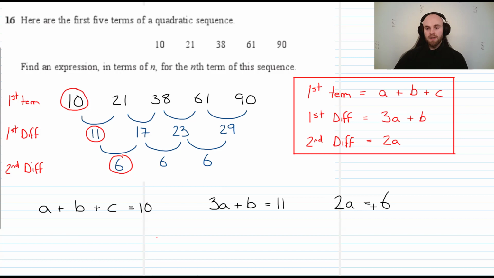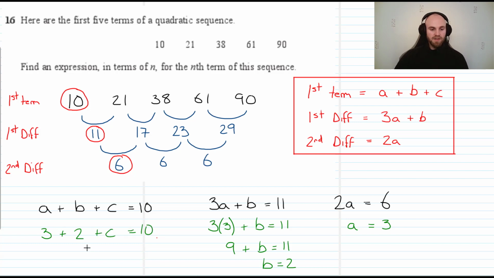And we can do this very quickly. So 2A equals 6, well, we know that A is going to equal 3. And if we sub 3 in for A here, this is going to be 9 plus B equals 11. So we know that B is going to equal 2. And if we sub A equals 3 and B equals 2 into this equation, so we have 3 plus 2 plus C equals 10. So that is 5 plus C equals 10. Well, we know that C is going to equal 5.